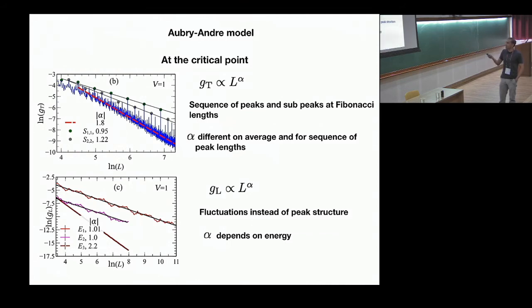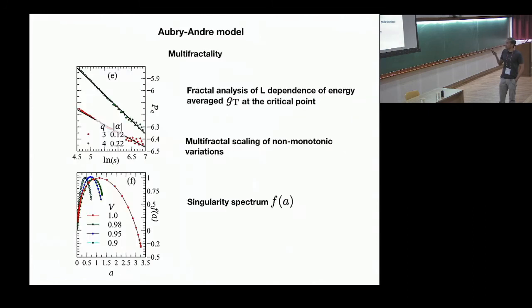Remember that this is the Thouless conductance that we are looking at. It's a closed system conductance, and so we can look at this at some particular energy. We can also do that for the Landauer conductance. And so the alpha that we get turns out to also be dependent on the energy. So this alpha has a dependence on the peak structure, and it has a dependence on the energy.